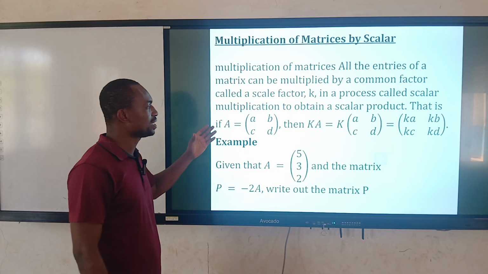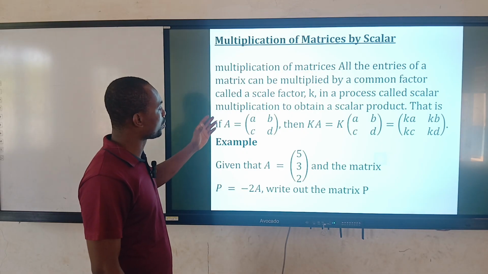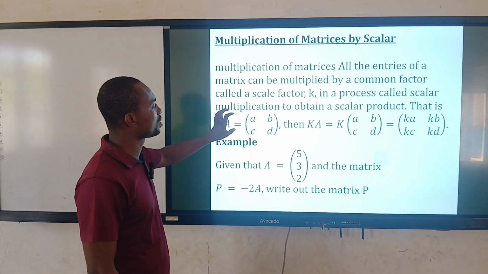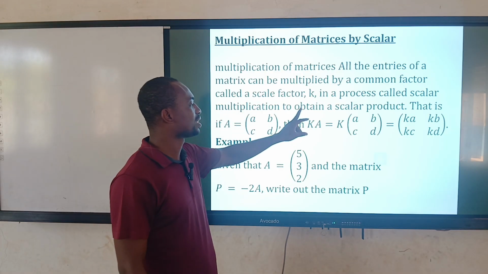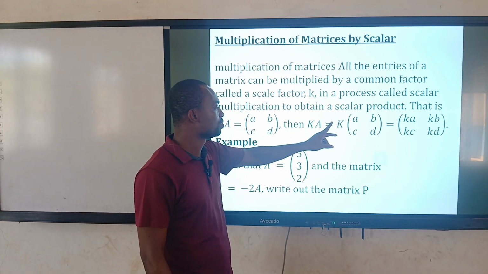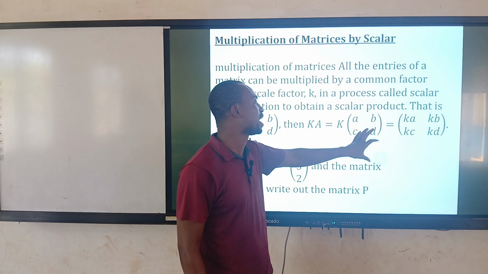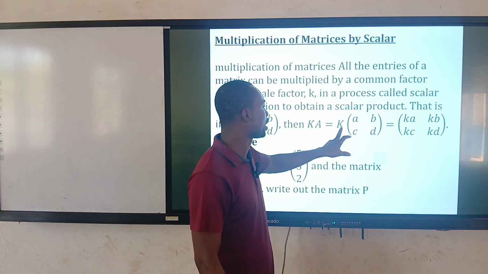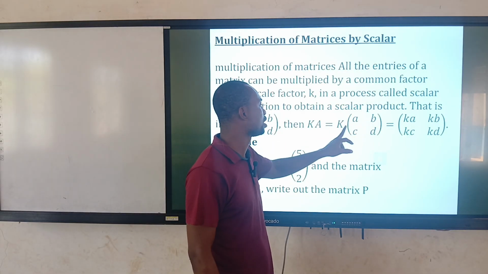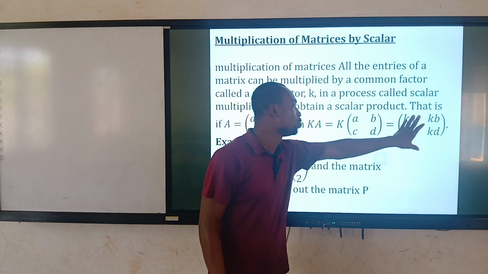So when we take this example, A here is a matrix. So matrix A multiplies by what? The scalar factor here. It means that the K here is multiplying the entries. So K multiplies A, K multiplies B, K multiplies C, K multiplies D will give us this.